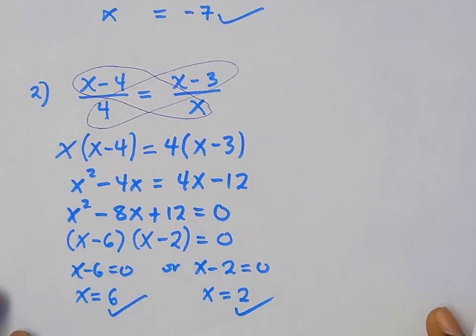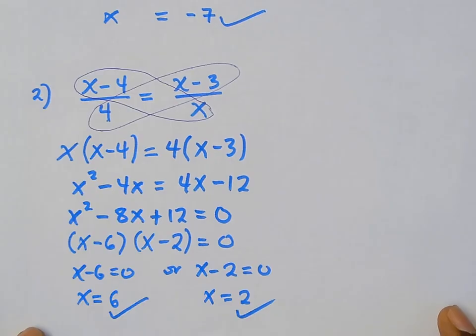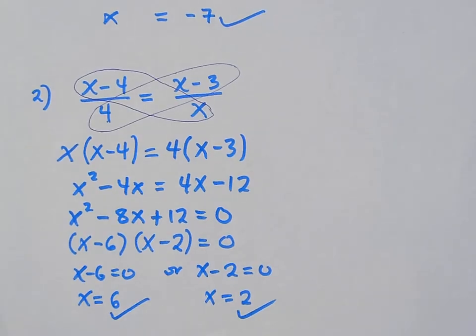This is how you solve rational equations if you have one fraction on both sides of the equation. Just apply the cross multiplication technique.